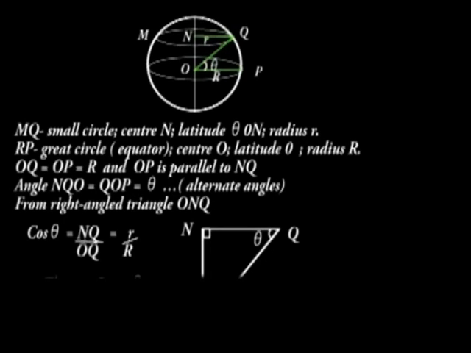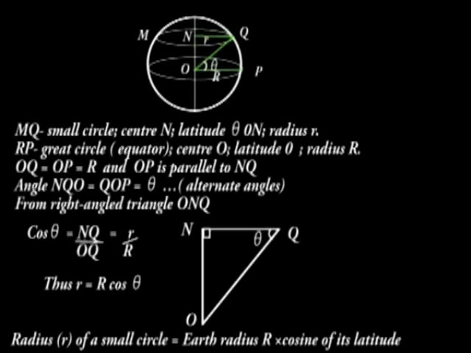From the right-angled triangle ONQ, cos theta is NQ over OQ, which is small r over capital R. Thus, r is equal to capital R cos theta. Thus, the radius r of a small circle is equal to the Earth radius R times cosine of its latitude.